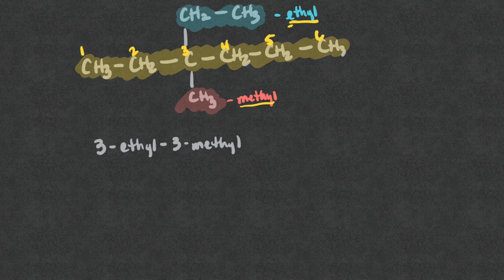And then, now that we list out our substituents, let's figure out what main body we have here. 1, 2, 3, 4, 5, 6. So this is a hex. And the family of this one is an ane. So the name of this is 3-ethyl-3-methylhexane. All right, so this is the name of this particular compound.